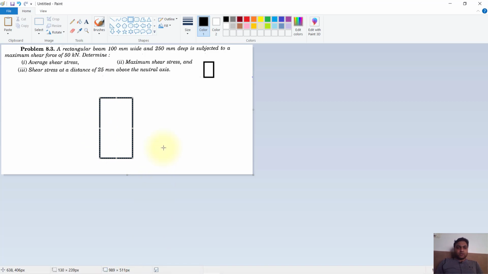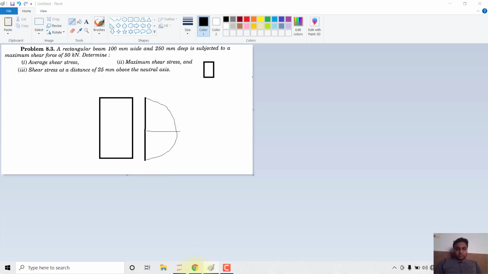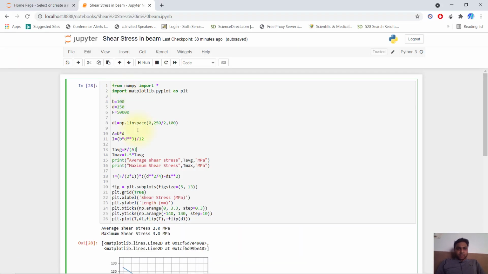So first we will draw the shear stress diagram. It will look like this. Here is the maximum shear stress, and the maximum shear stress is 1.5 times the average shear stress.